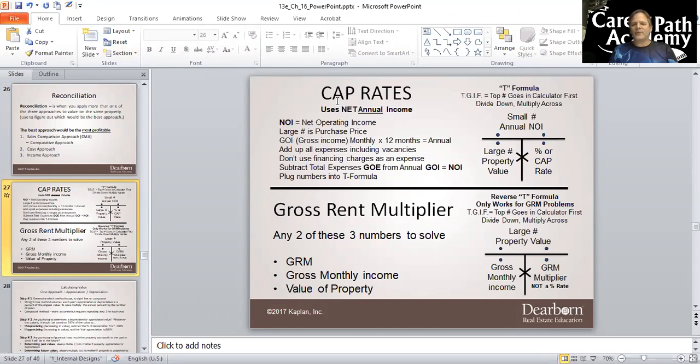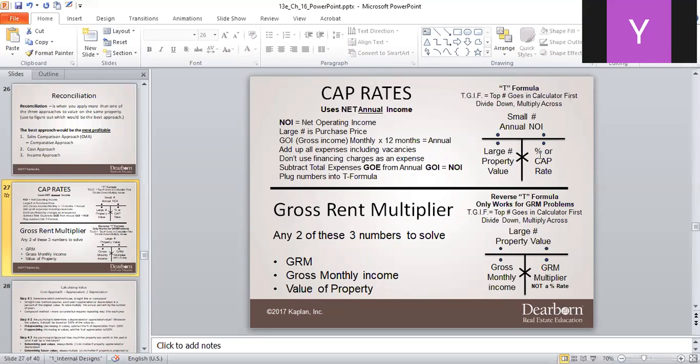Getting back to cap rates, let's start figuring out how to calculate and do the math of cap rates and gross rent multiplier. This is an awesome slide I put together for you, if I don't say so myself. It shows you how to calculate these. Not to toot my own horn or anything, but I didn't do a bad job here. All right. Pat yourself on the back.